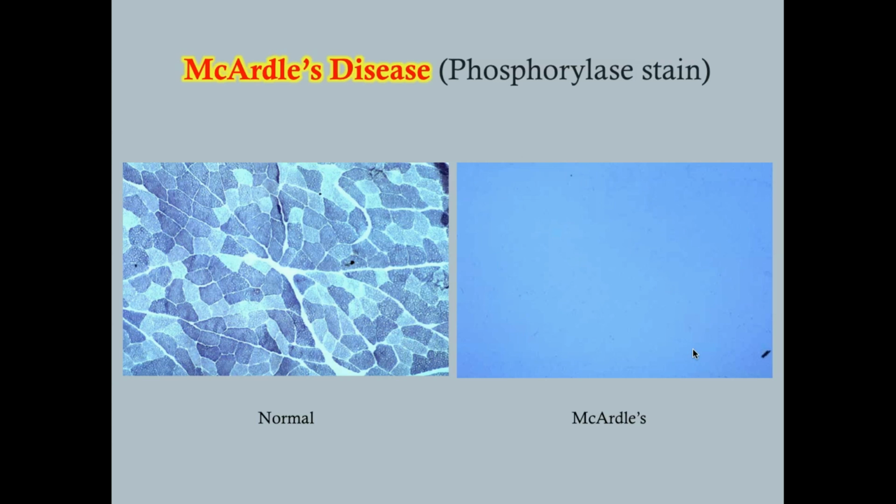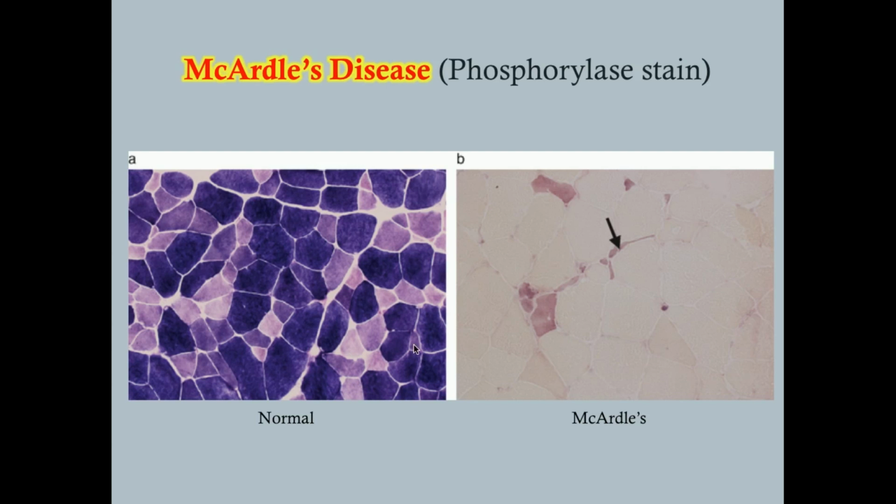You don't see anything. Okay, here's another view. Here it's purple, but normally you have this sort of checkerboard-like appearance. You don't see anything with McArdle's disease. You have no phosphorylase. Now, depending on the mutation, you might have a limited amount of phosphorylase, so you might have a limited amount of stain, but for the most part, these patients are not going to stain properly. Very, very different.